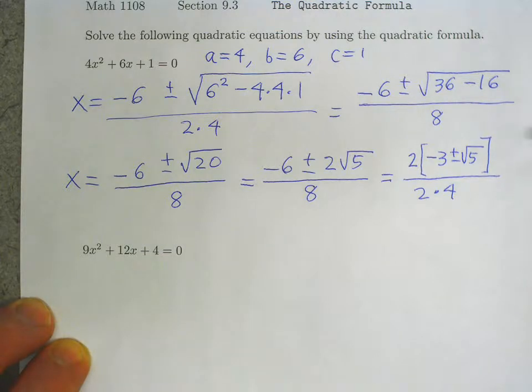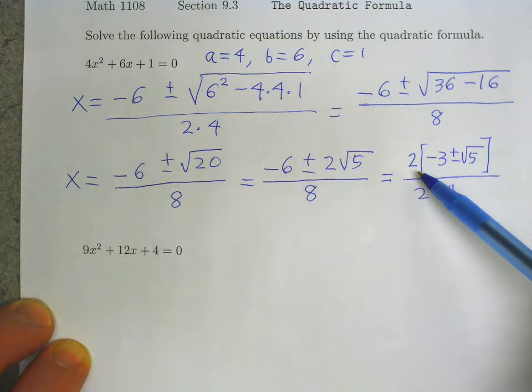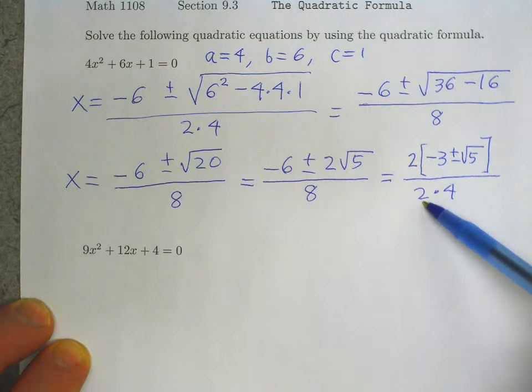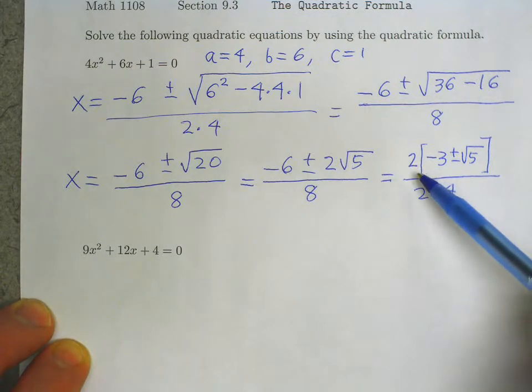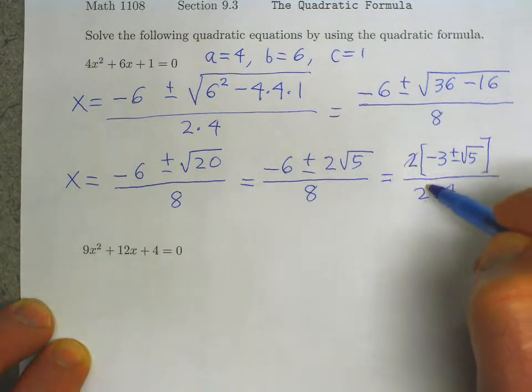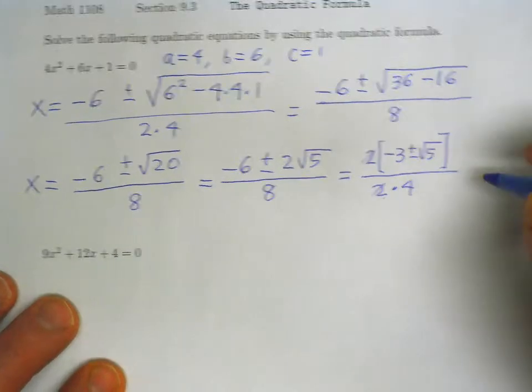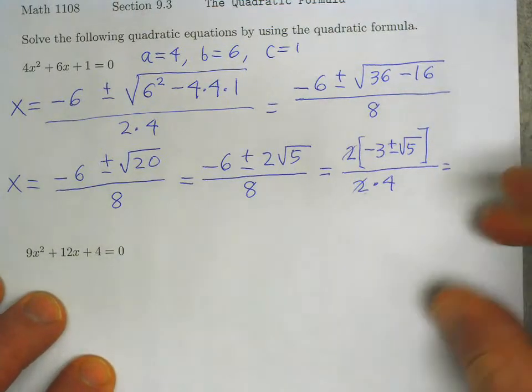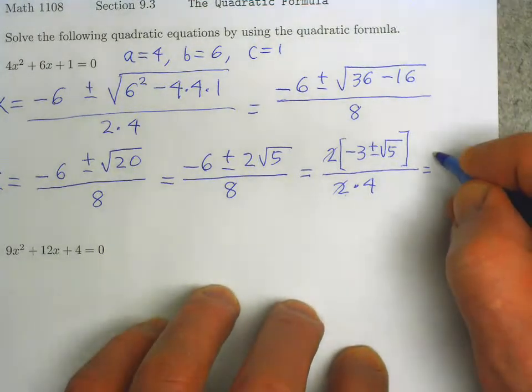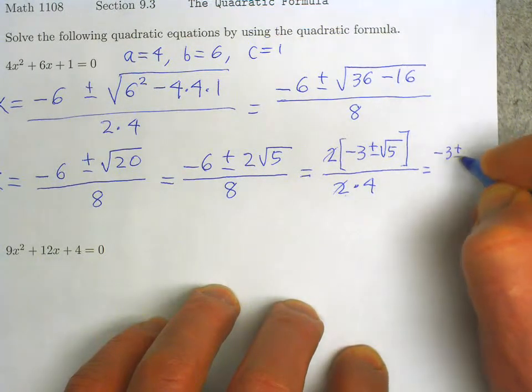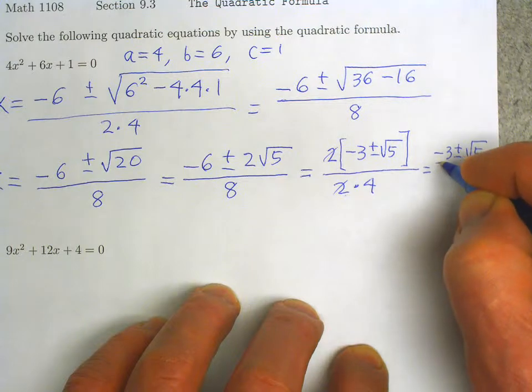Okay, whenever you're reducing a rational expression or a fraction to lower terms, the only time you could do it is when both the numerator and denominator have a common factor. So the numerator has a factor of 2, so does the denominator. So 2 divided by 2 equals 1. And so I'll squeeze in over here the solutions. -3 plus and minus the square root of 5, all divided by 4.